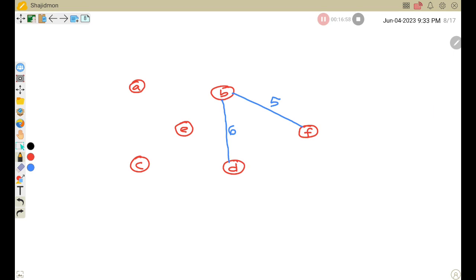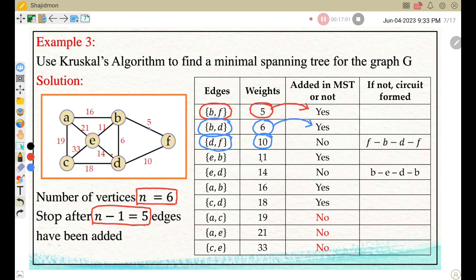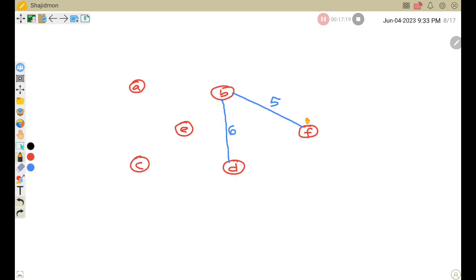Okay. So I am writing here no. See, I wrote here no, because if you add that edge, a circuit is forming. What circuit is forming? If you want, you can write it in the last column. This last column is not mandatory. That is just for understanding. Okay. So which circuit is formed? FBDF. See, one circuit is forming. So we cannot add that one. So that edge is not added. Okay, hope you understood that idea.